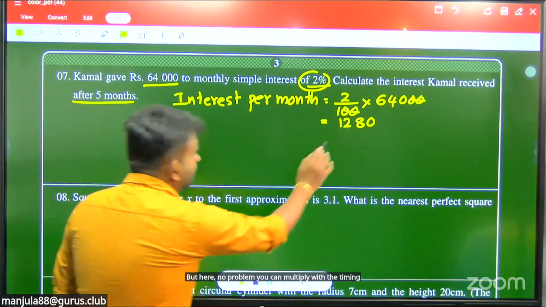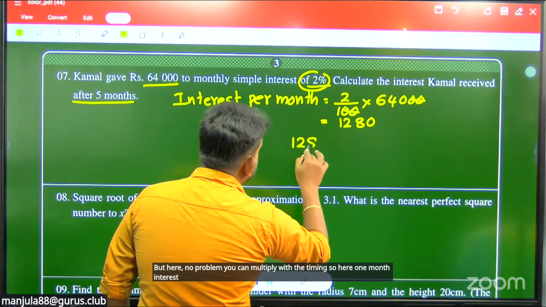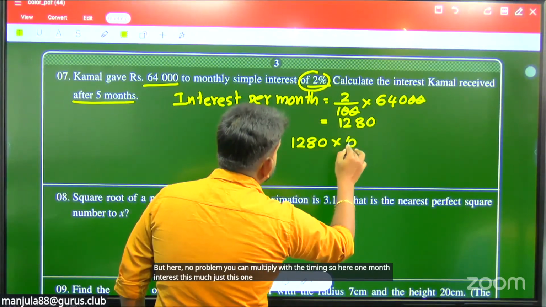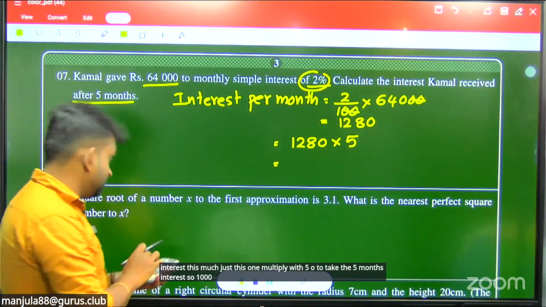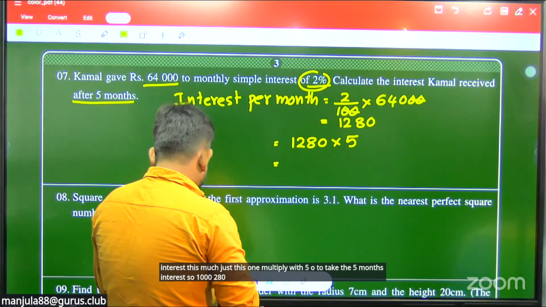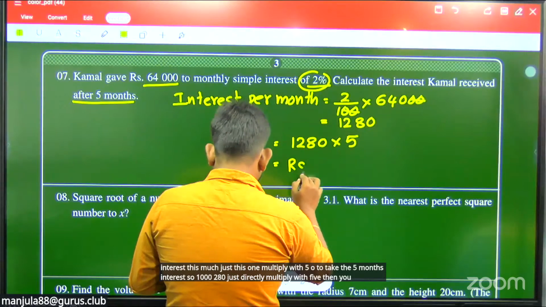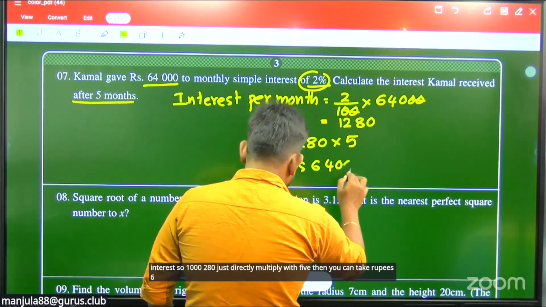So here, 1 month's interest is this much. Just multiply it by 5 to get the 5 months' interest. So 1,280, directly multiply by 5, then you get rupees 6,400.